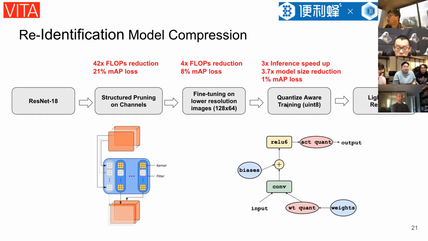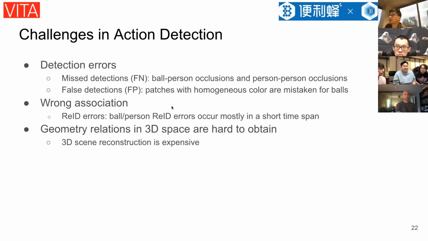And we further apply quantization-aware training, which is described in the graph below, and it gives us 3 times inference speedup with 3.7 times model size reduction and only 1% mAP loss. So it is almost ignorable. And finally, it gave us a lightweight ResNet 18.